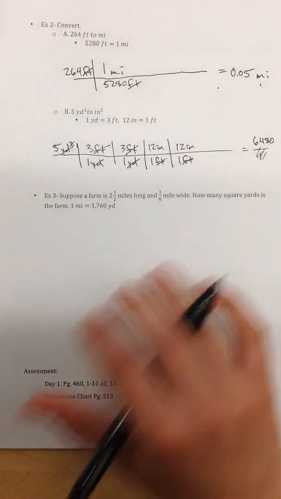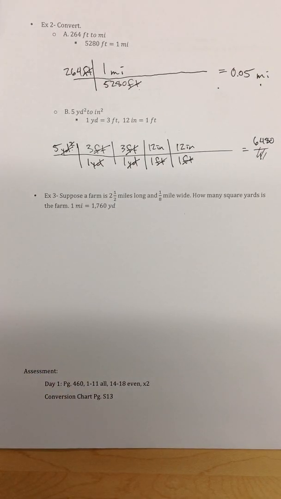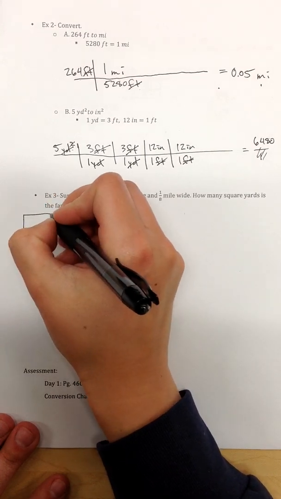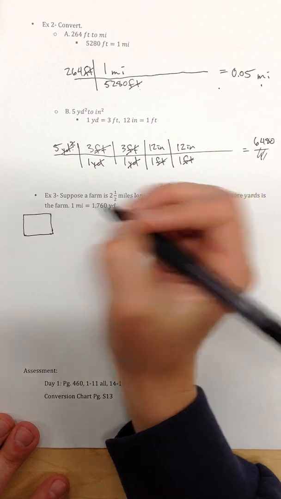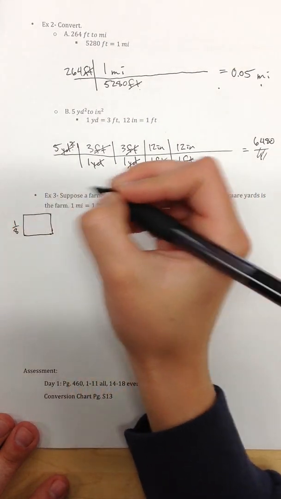Alright, so this one's kind of a little bit of a story problem, but doing the same types of things where we're doing conversions. So here we've got a farm that is 2.5 miles by 1/8 of a mile, and we're supposed to figure out how many square yards the farm is. Okay, so this time we're going from miles to yards. So my farm here is 2.5 by 1/8.